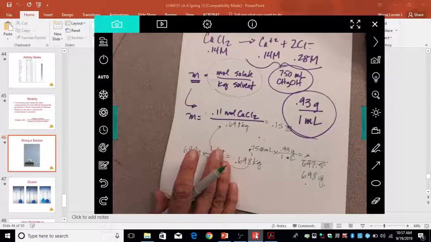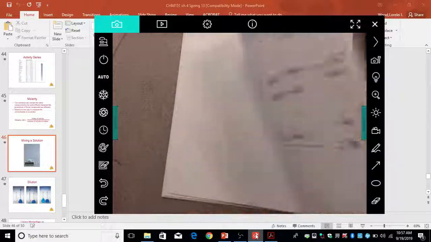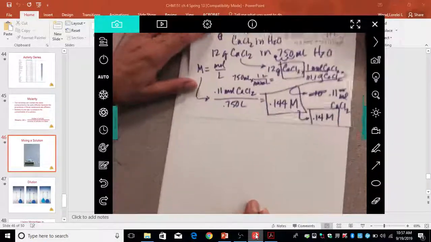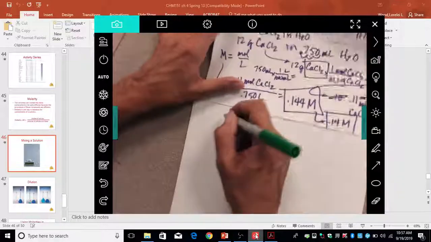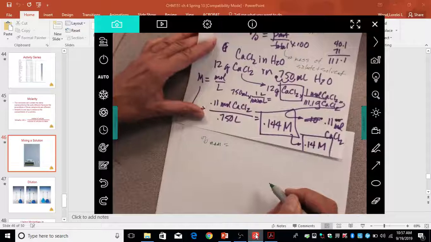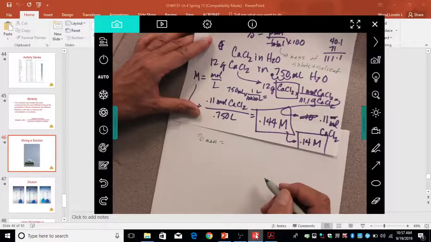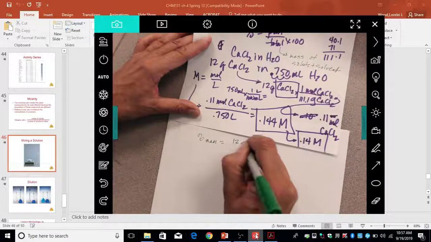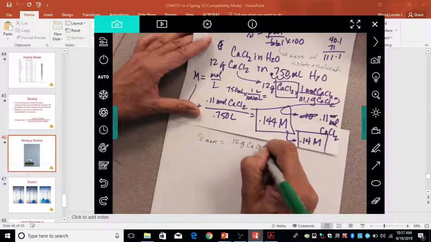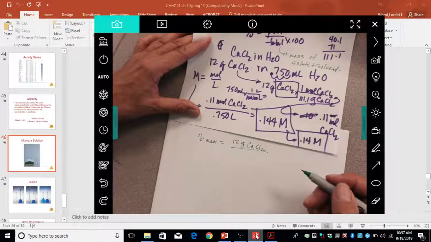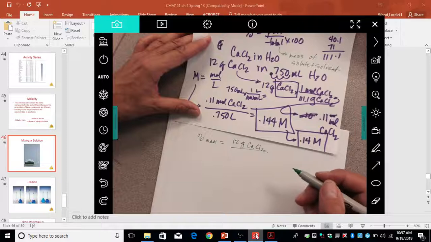All right, if we were going to do percent by mass, that's a really easy one. We'll do it with our numbers from the beginning. So percent by mass would be what? Super easy on this one. It would be 12 grams of my solute over the mass of the total solution at this point.